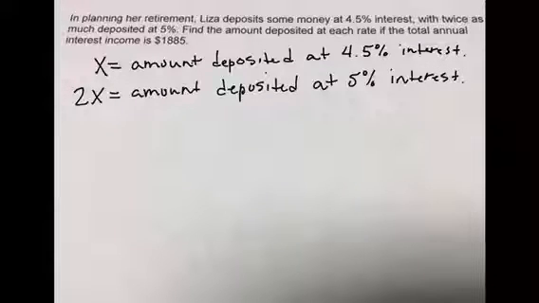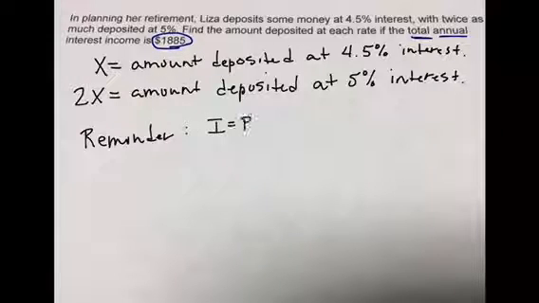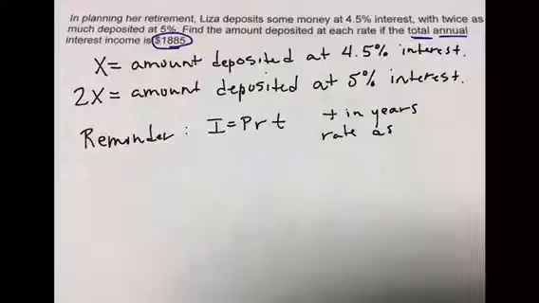It wants to know the amount deposited at each rate if the total annual, so our time is 1 year, interest income is $1,885. So the total annual interest is $1,885. Just as a reminder, we're looking at simple interest. Interest is equal to the principal times the rate times the time. Time is in years, and the rate is written as a decimal.